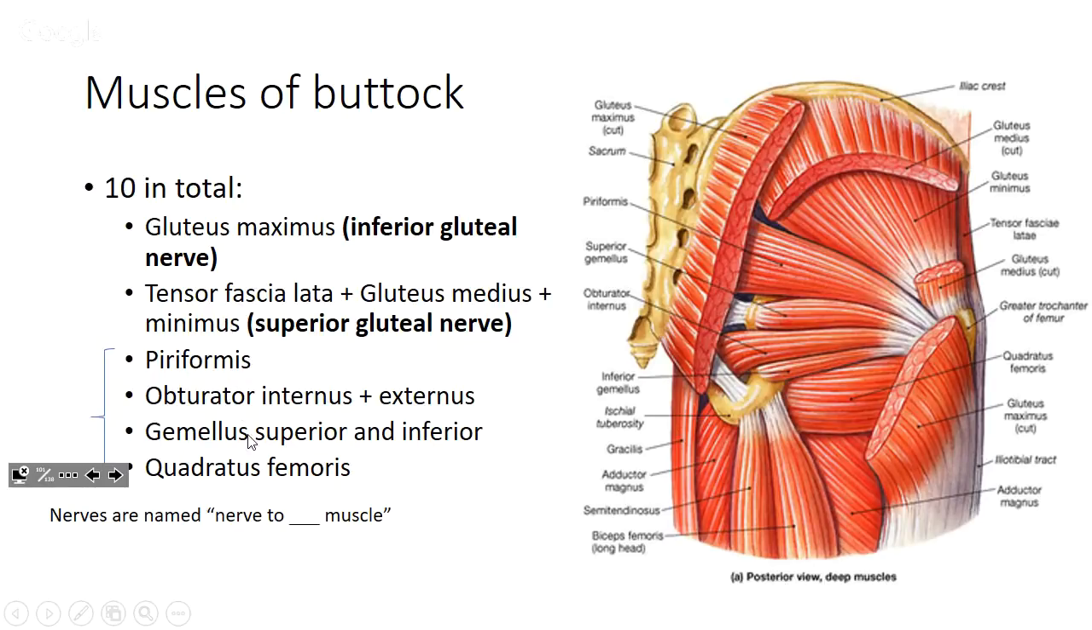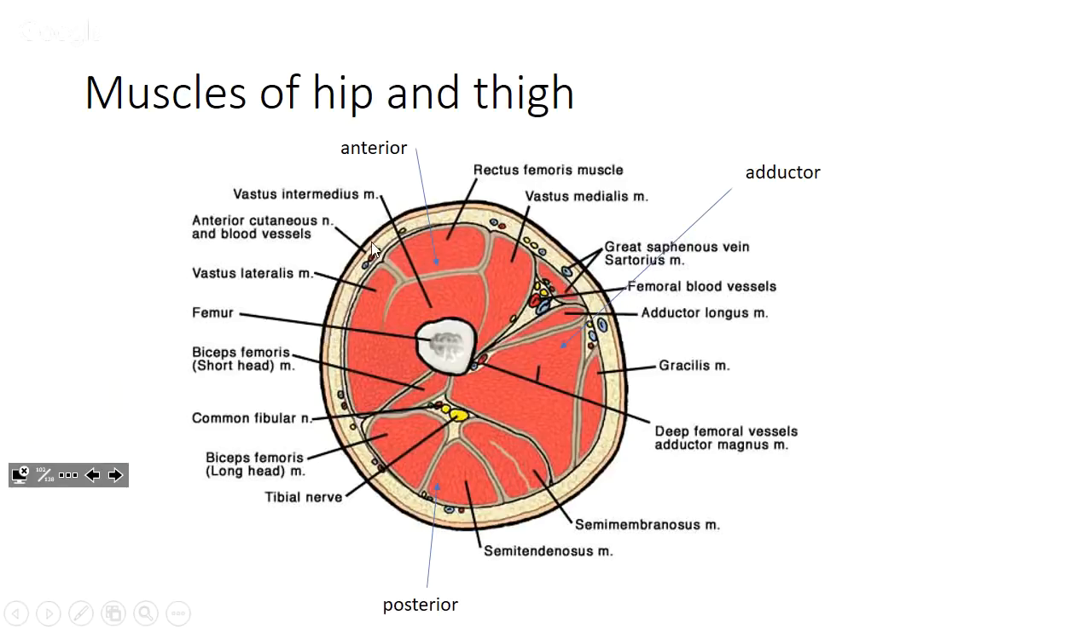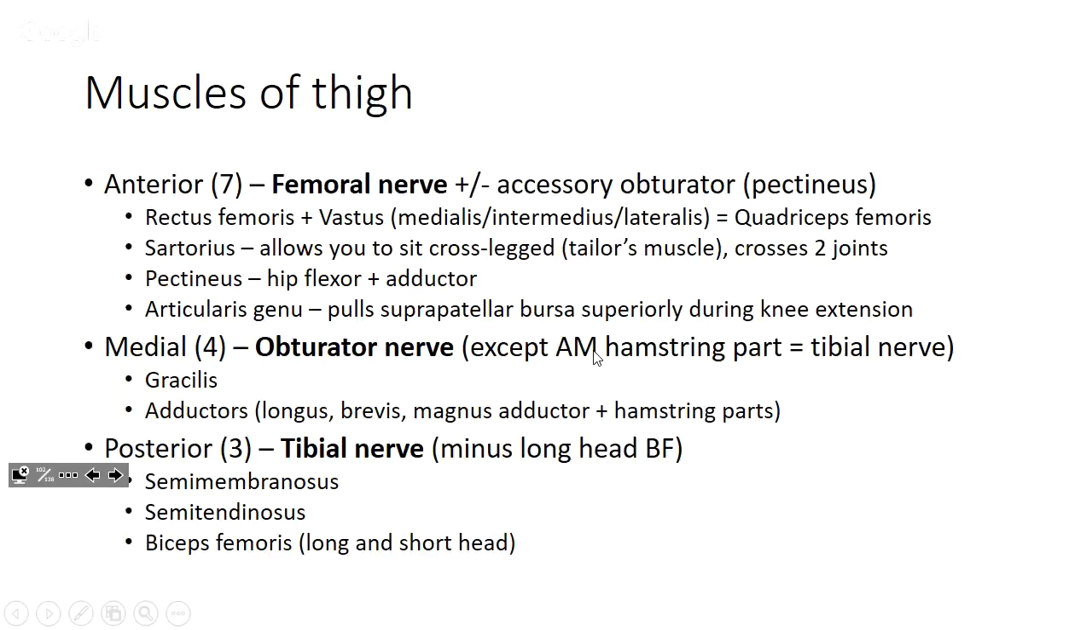And then you've got all these other muscles, which are external rotators of the hip, and the nerves that supply them are essentially very simple to remember. It's just nerve to piriformis, nerve to this, etc. Okay, so you can see the hip and the thigh has 3 different compartments. So there's the anterior, the posterior, and the adductor muscle. So the whole list is here.